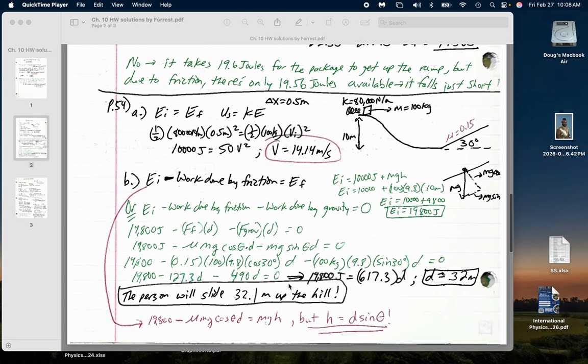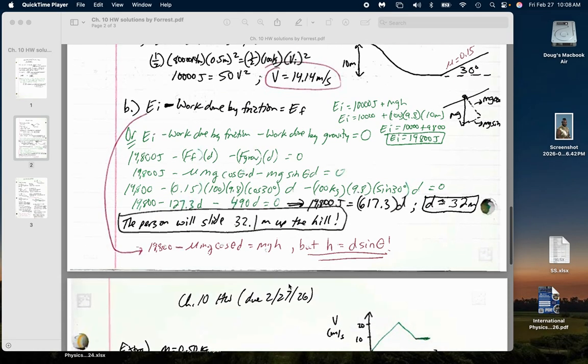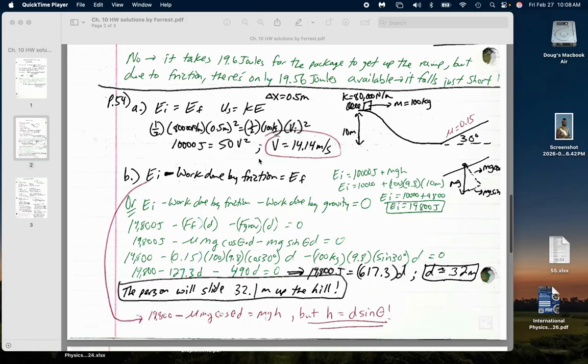Problem 54 we did in class. There's a couple ways to do this I talked about. Part A was pretty straightforward. The initial spring energy equals the kinetic energy just after the push. So that ends up being 14.1 meters per second.